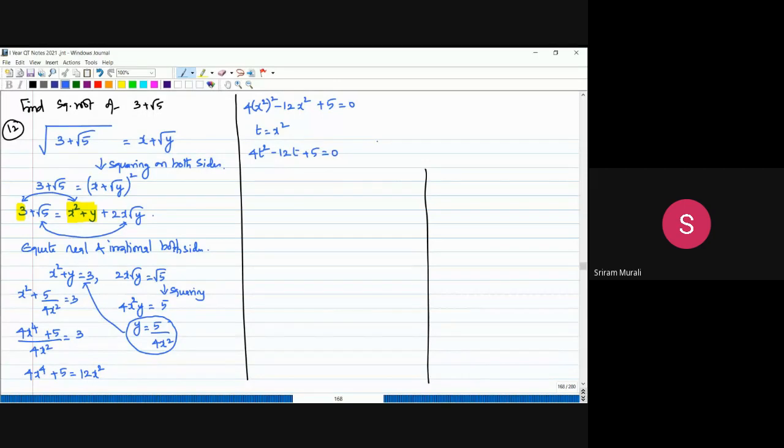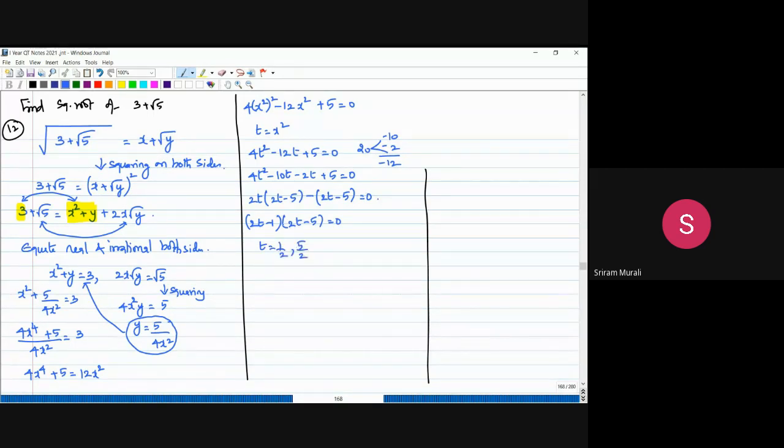If you solve this, the product is 20, and if I add, I should get minus 12, so the two numbers are 10 and 2. So this is 4t square minus 10t minus 2t plus 5 is equal to 0. What is the common factor? 2t, then it is 2t minus 5. Take the minus sign as a common factor, 2t minus 5 is equal to 0. So 2t minus 1 into 2t minus 5 is equal to 0. So t is equal to 1 by 2, 5 by 2.